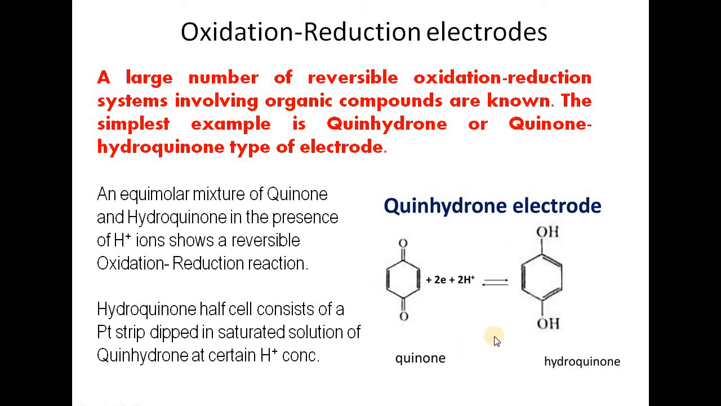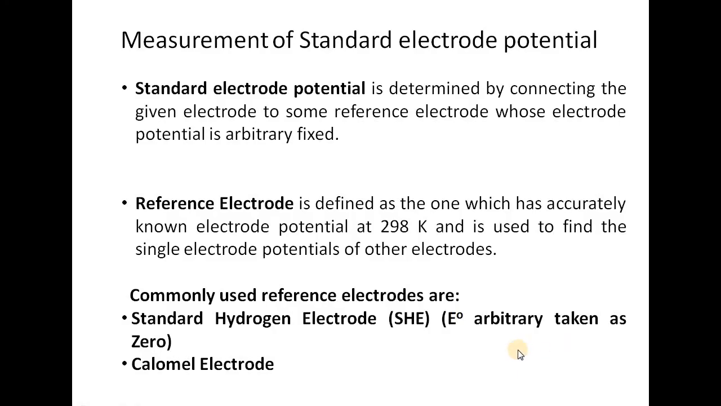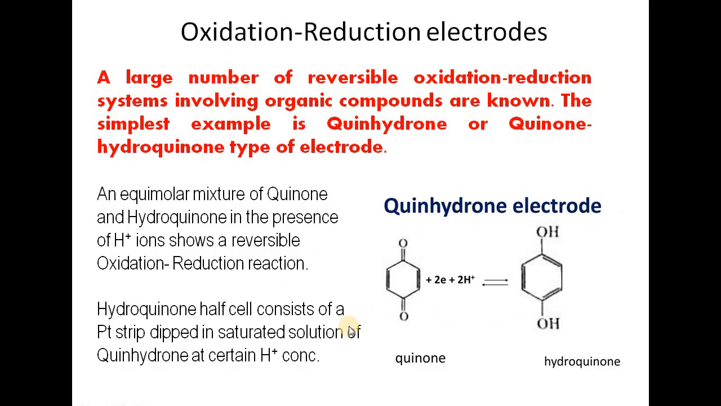So when it is acting as cathode, the quinone will be converted to hydroquinone. And when it is acting as anode, the hydroquinone will be converted to quinone. So this is all about the different types of electrodes which act as reversible electrodes. In the next lecture, we will continue with the next topic. Thank you.